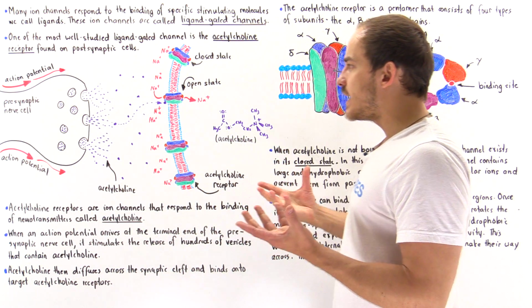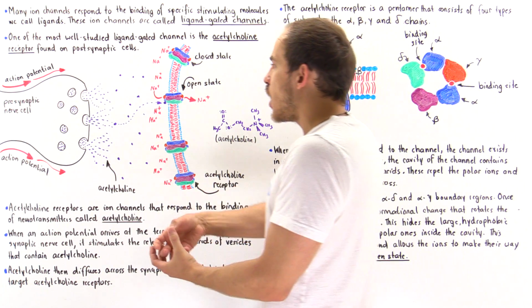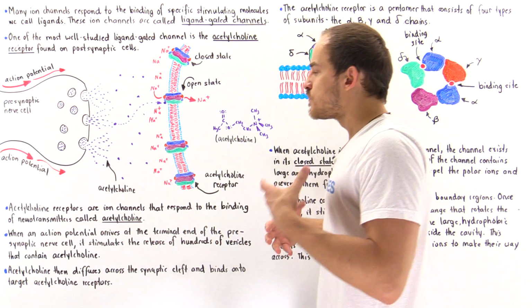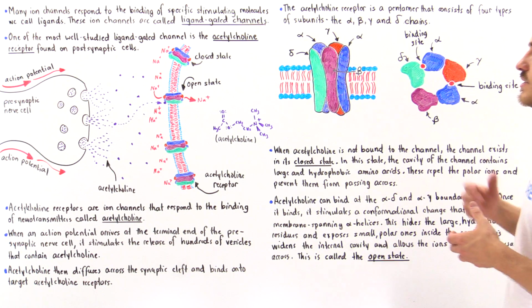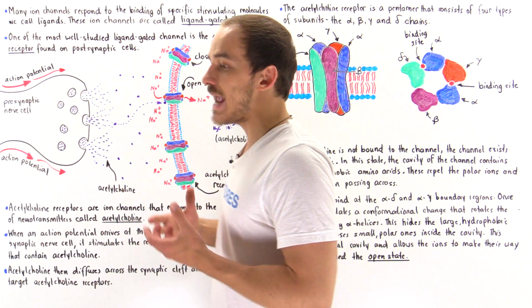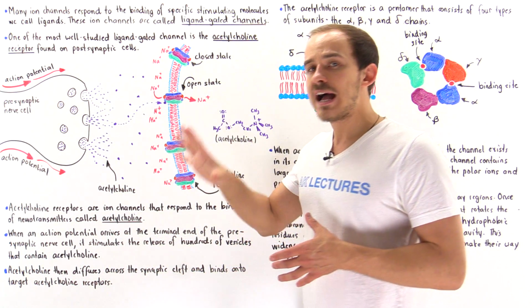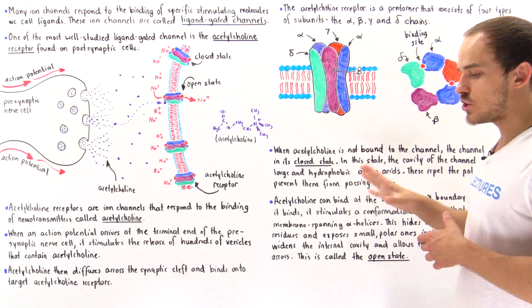Now, the question is, how exactly does the binding process initiate the opening of that channel? So let's focus on the structure of the acetylcholine receptor. This is basically what it looks like. It is a pentamer, and what that means is it consists of 5 individual polypeptide chains.